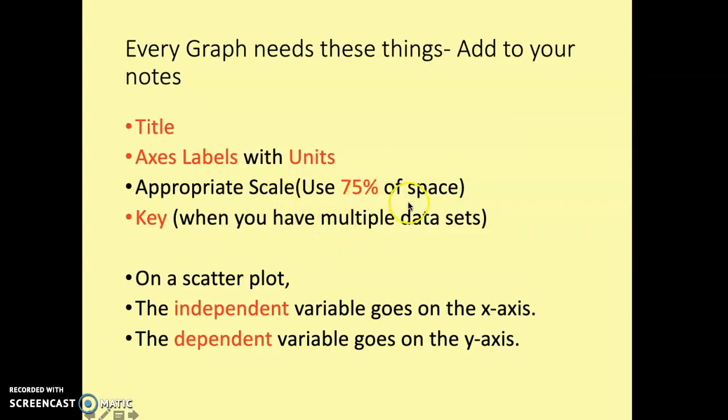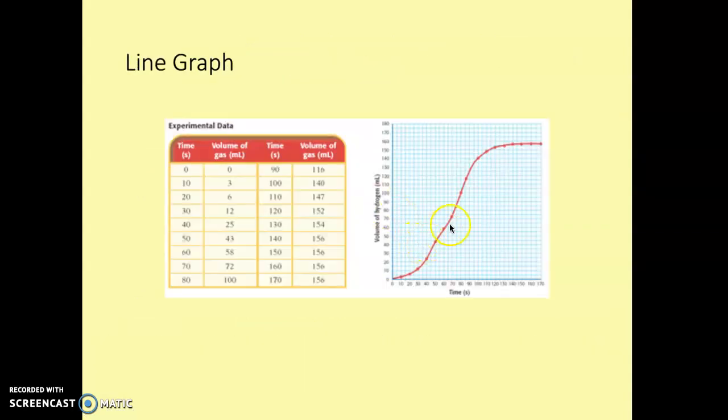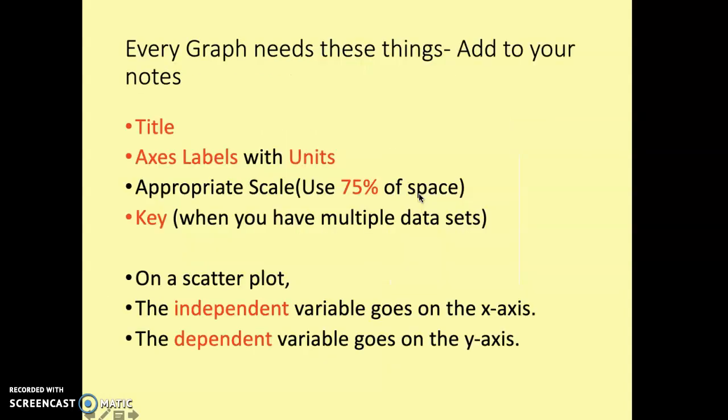There's a scale where you use 75% of the space. So let's go look at this one. So notice the graph doesn't go up and then over and take up this much space when there's this much present on the graph. So you have to choose an appropriate scale, or in this case it's 10, 20, 30, 40. So it's a consistent scale up and down.